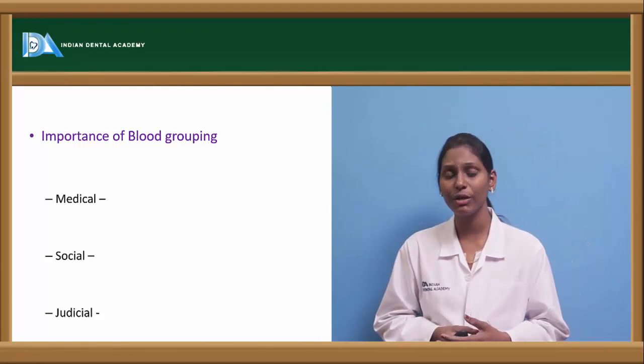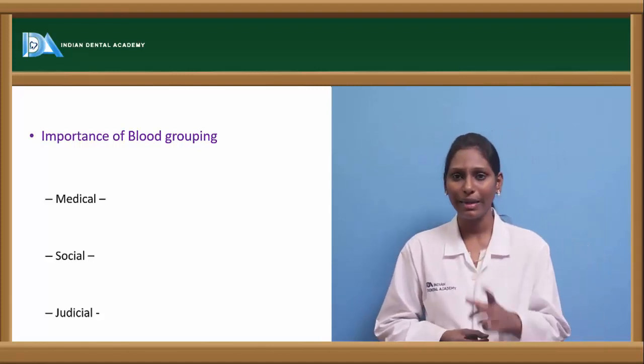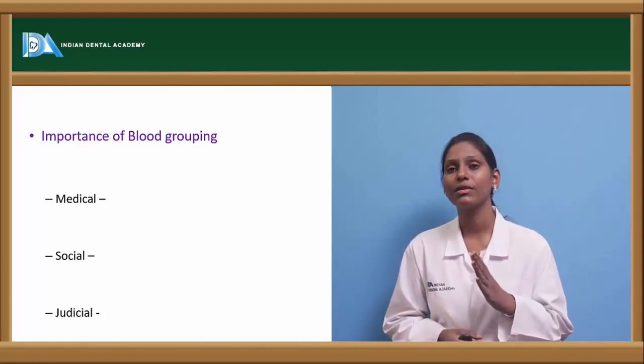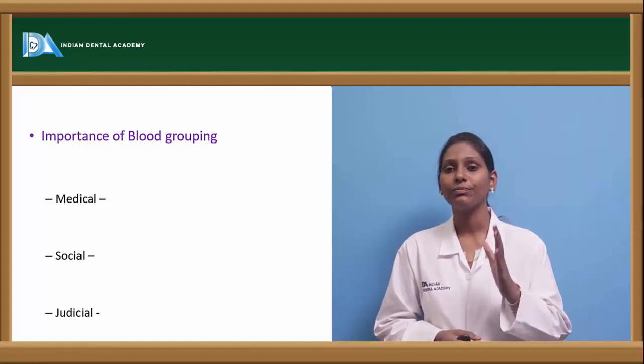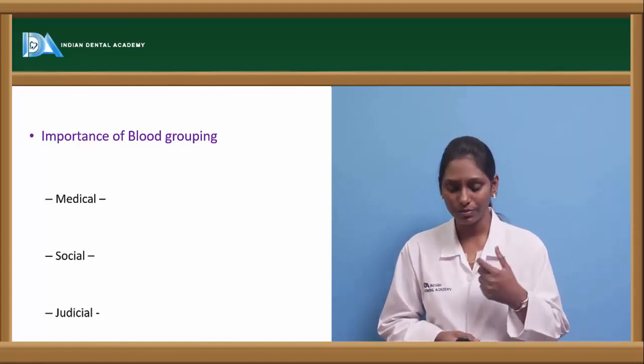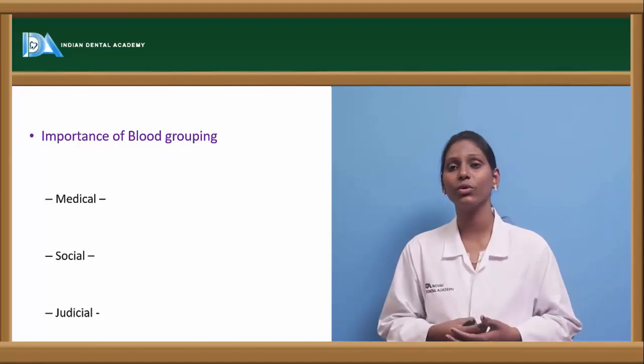And for judicial purposes also, blood grouping is done. The blood groups that a person has are genetically acquired. They follow Mendelian inheritance and are genetically transferred from both the parents.